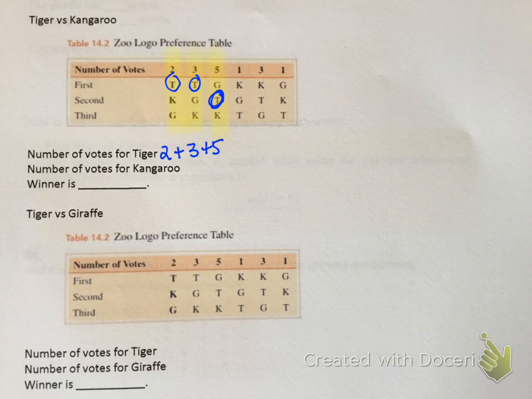So let's look at the next column. Tiger versus kangaroo. We see kangaroo is in first place. Tiger's in third. Kangaroo wins that vote. So kangaroo has 1 point. The next column we're looking at, and let me circle kangaroo here. We have kangaroo in first place, tiger in second place, so kangaroo wins the vote. So they get 3 votes.